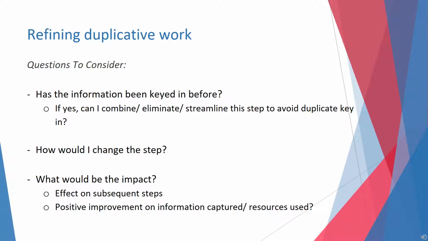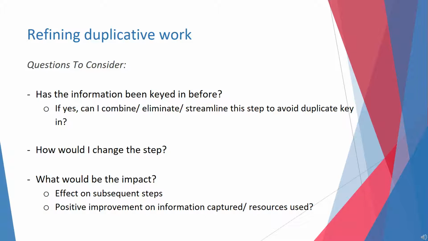After you have identified the duplicate data entry, it is time to examine how it can be eliminated. Begin by asking yourself, if the information has already been keyed in an earlier step, can I combine, eliminate, or streamline the later step that requires the same information, so that I do not have to key it in again? How would the change look? Would it be done through an upload, or can I use the same system? What would be the impact of this change?